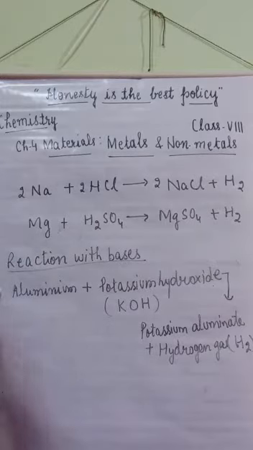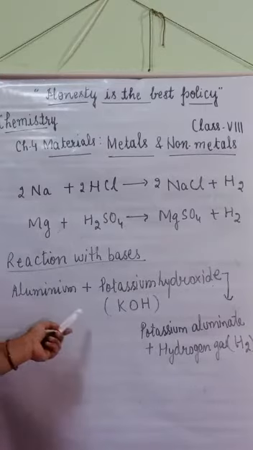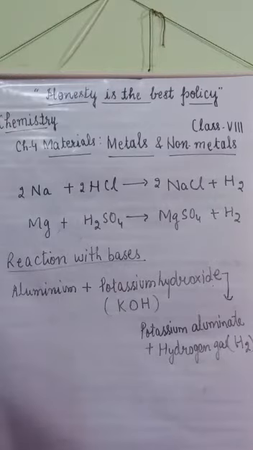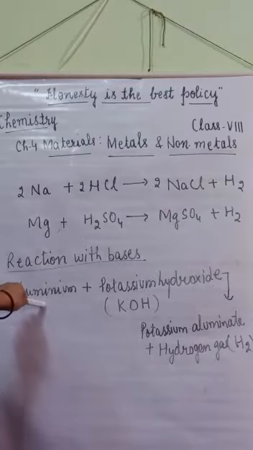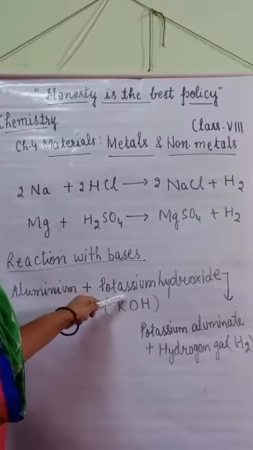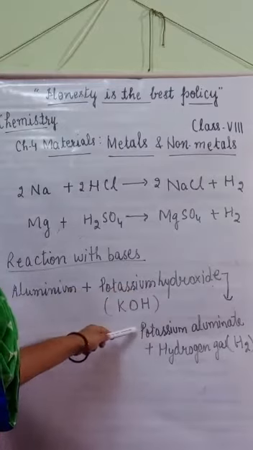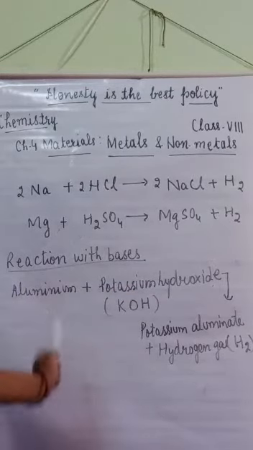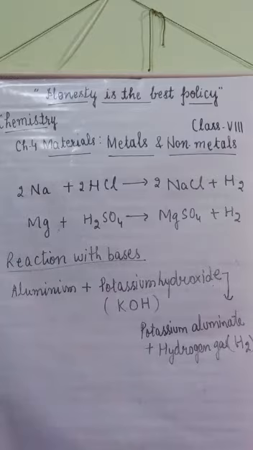Some non-metals do not react with acids. Metals react with some bases like potassium hydroxide and sodium hydroxide. All metals do not react with all bases. Aluminium is a metal which reacts with potassium hydroxide and forms potassium aluminate and produces hydrogen gas. This reaction does not take place with ammonium hydroxide, which is also an alkali.